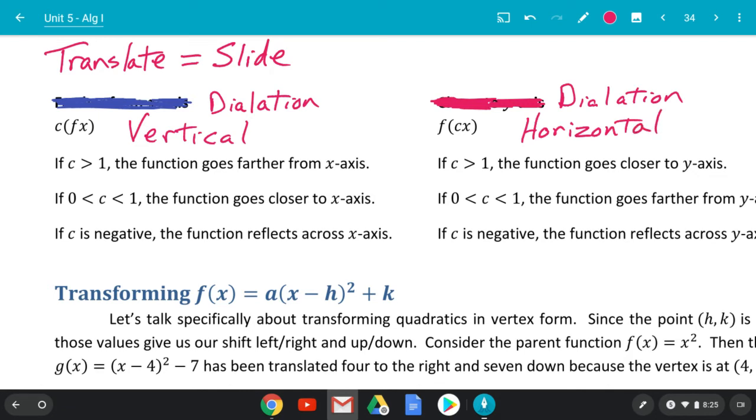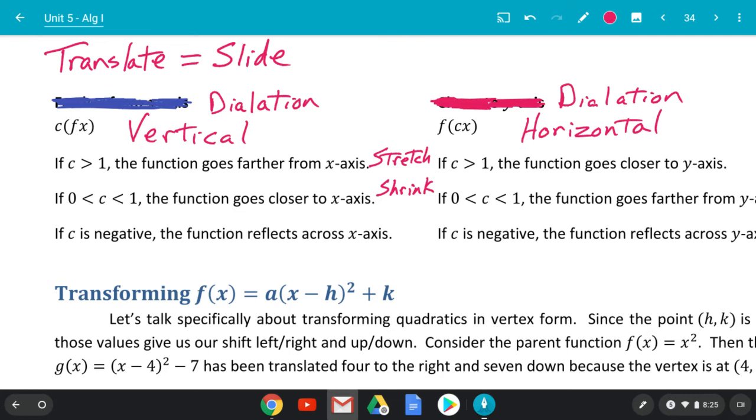Now, when it comes to dilations, we want to think of two things. We want to think of a stretch or a shrink. Put your hands together. We're talking about vertical. We're either going to have a stretch or a shrink. Which is it going to be?